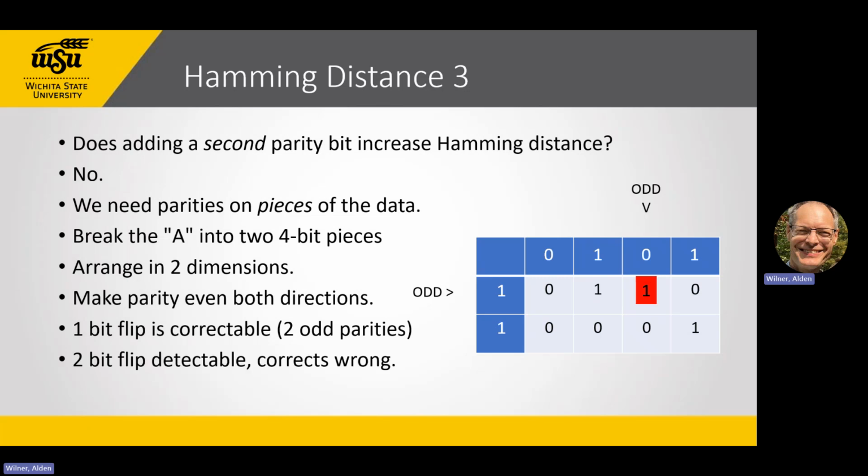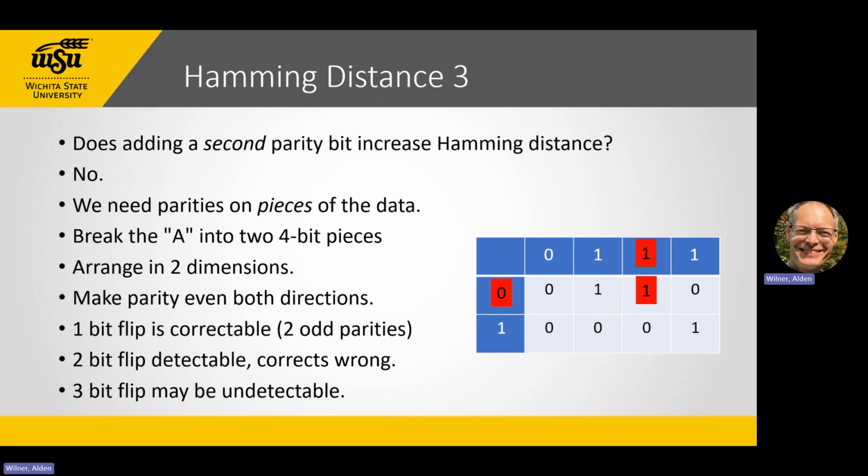If we have 2-bit flips, we can detect it, but we might correct it wrong. In this case, we'll look at this and say, well, this is even, and this is odd. And so we only have an odd here, so it must be that the parity bit itself got flipped. So we're going to incorrectly change that parity bit to make it look like that was the error. So a 2-bit flip is detectable, but corrects wrong.